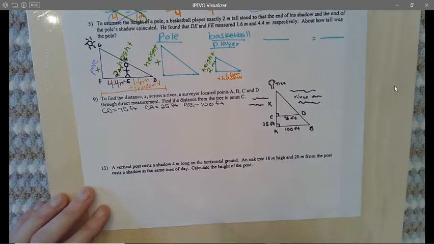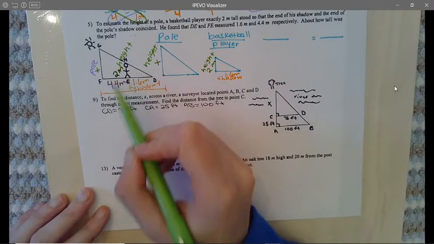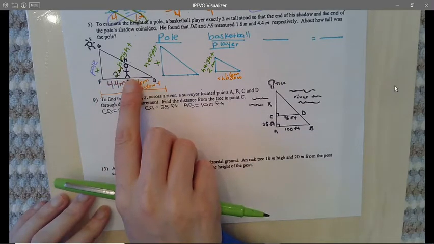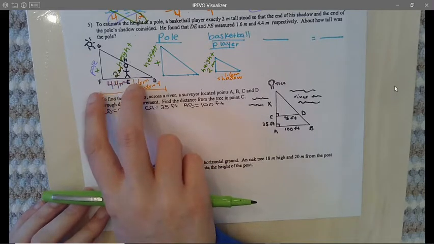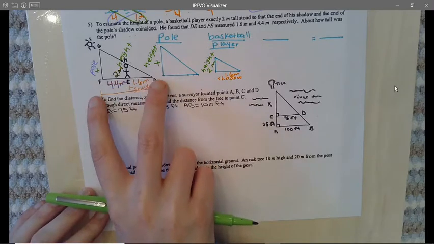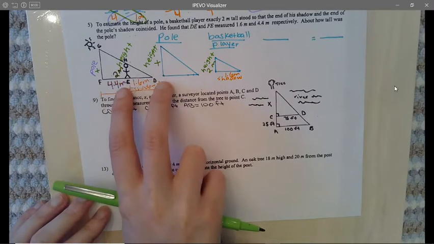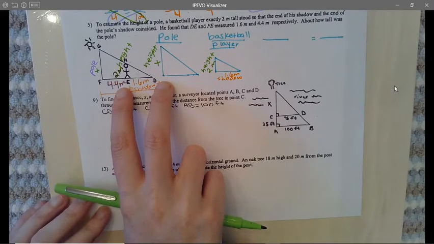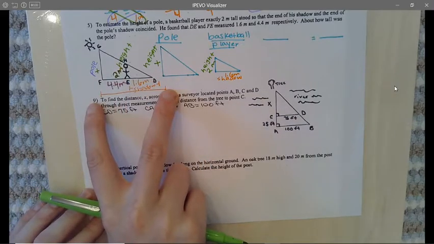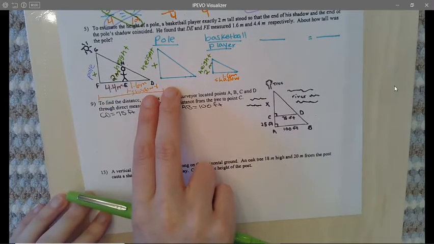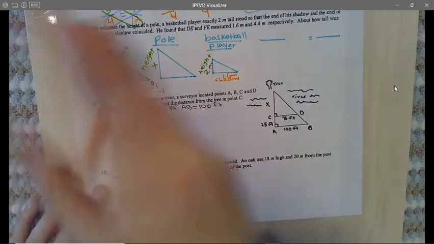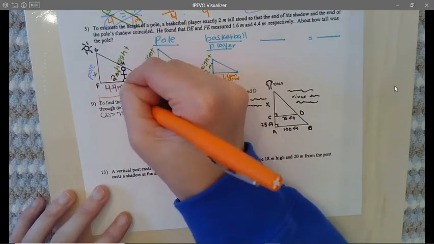Okay, now the shadow is this entire distance. It's not just FE. FE is the distance from the pole to the basketball player. So if I know FE is 4.4 and ED is 1.6, how do I find the length of the entire shadow, which is FE and ED combined? Holy hot dog, you guys, you do add them together. So if I add these two parts together, I will get the entire shadow, which 4.4 plus 1.6 gives me 6 meters. So I know the whole shadow of the pole is 6 meters.